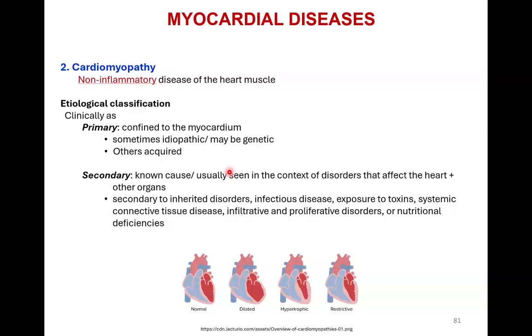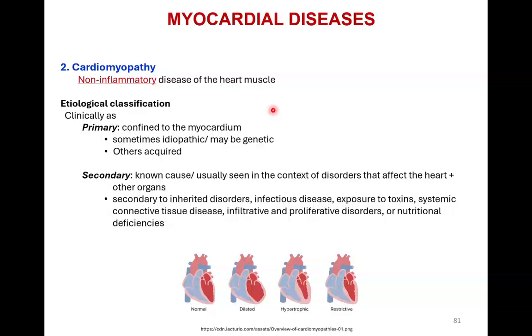So in terms of its etiological classification, clinically we talk about primary or secondary cardiomyopathy. The primary cardiomyopathies are disorders that are confined to the myocardium itself, so just the heart muscle itself. Many of them are idiopathic. Some of them may be genetic, others are acquired.